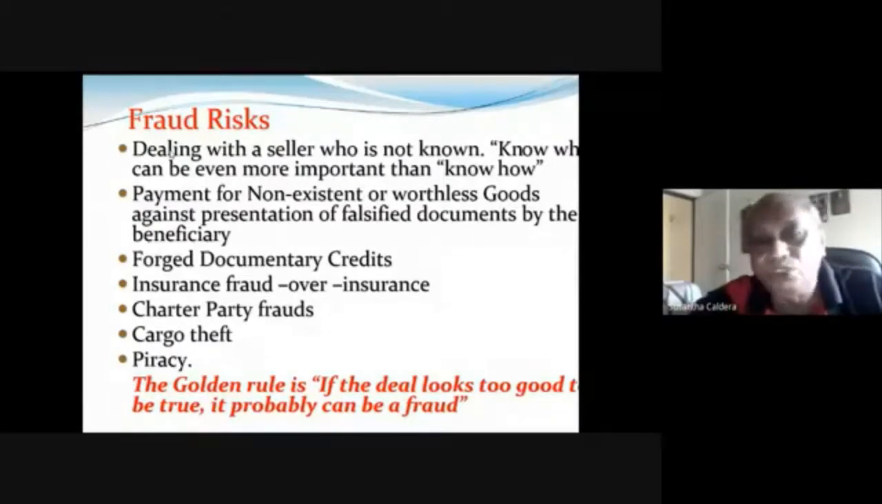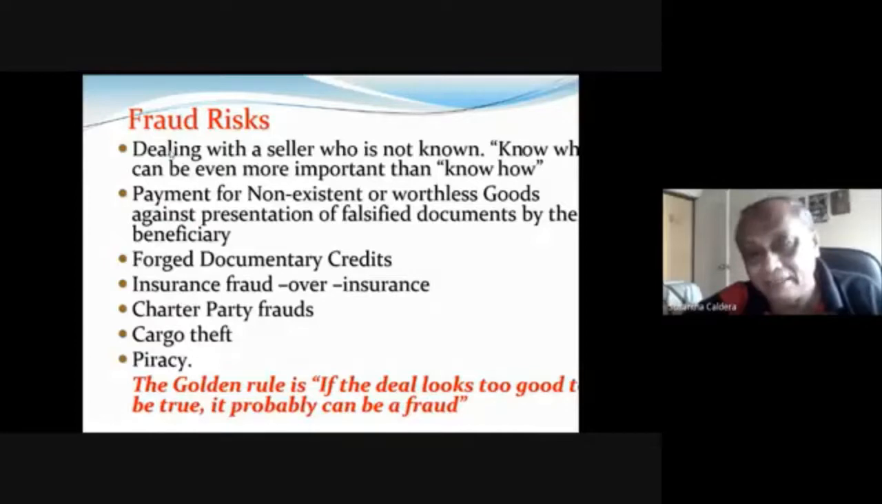Then forged document credit. Even the LCs are forged. That also I have a lot of experience. Forged LCs. Right? Insurance fraud. Insurance එකත් fraud කරනවා. Over insurance කරනවා. If the value of the goods is, say, $10,000, we insure it for $25,000 or $30,000, over insurer. And some or other you try to damage the goods and go for an insurance claim.